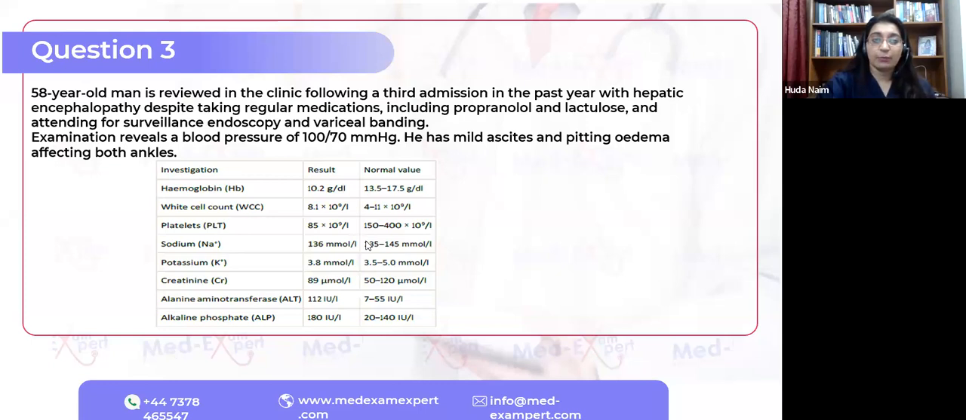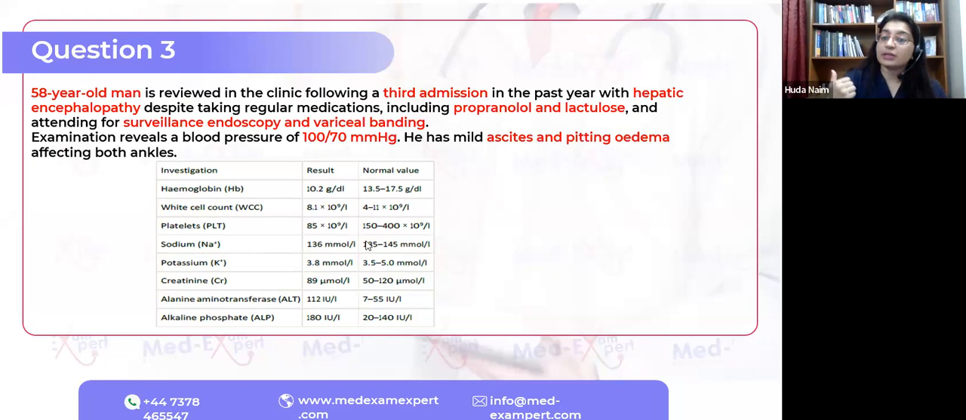Okay. Now let's see what is the important information in this clinical vignette. Here we have a 58-year-old man. So the age is very important. The gender is very important. Then it's the third admission. That's important, if it's a first admission, it's an emergency admission, or if it's some diagnosed disease. And the third admission with hepatic encephalopathy, despite taking regular medications, including propranolol and lactulose, and attending for surveillance, endoscopy, and variceal banding. So they're already telling you that this patient has CLD, decompensated CLD.